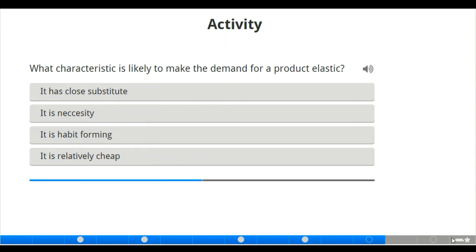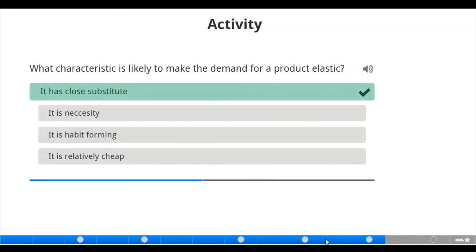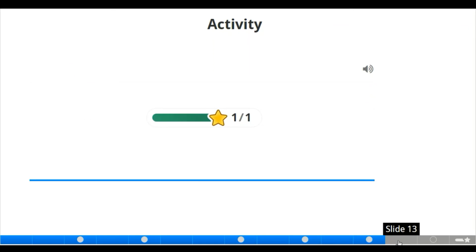Now we have an activity. What characteristic is likely to make the demand for a product elastic? Of course, we just said that earlier. It has close substitute, it is a necessity, it is habit forming, it is relatively cheap. What is the answer? It has close substitute.